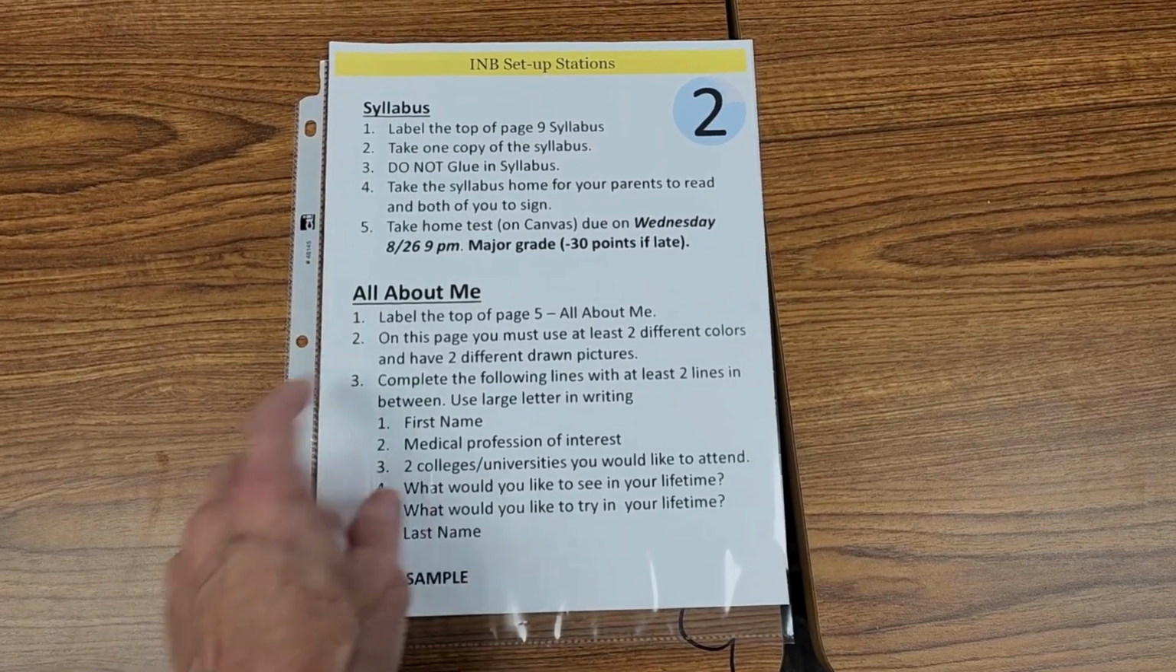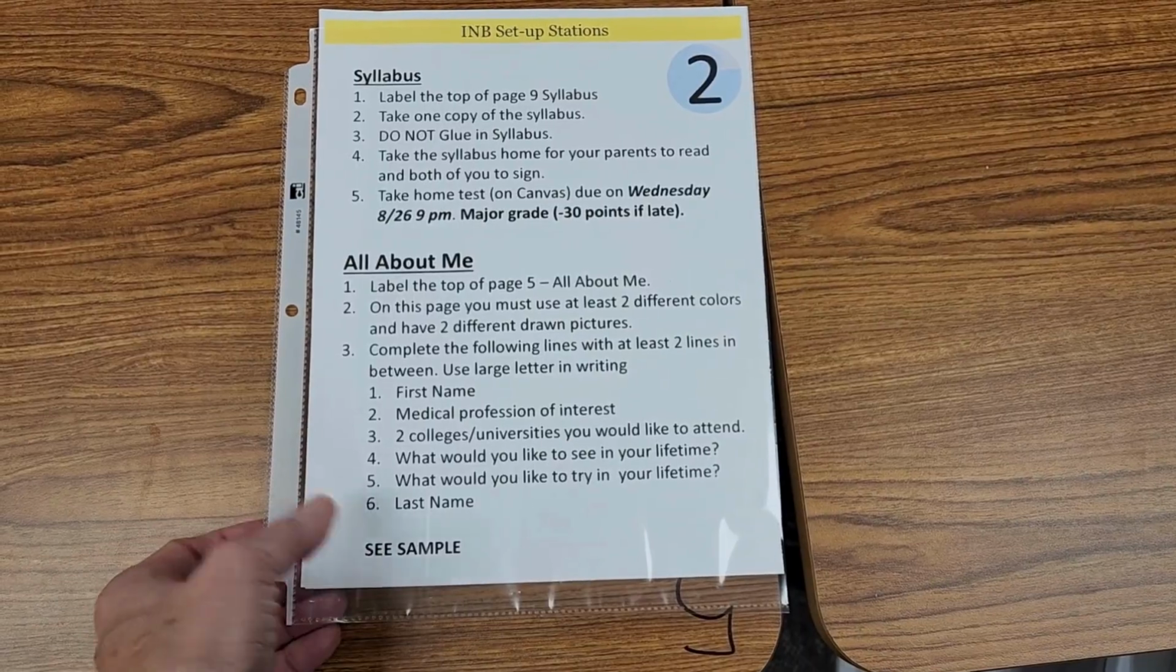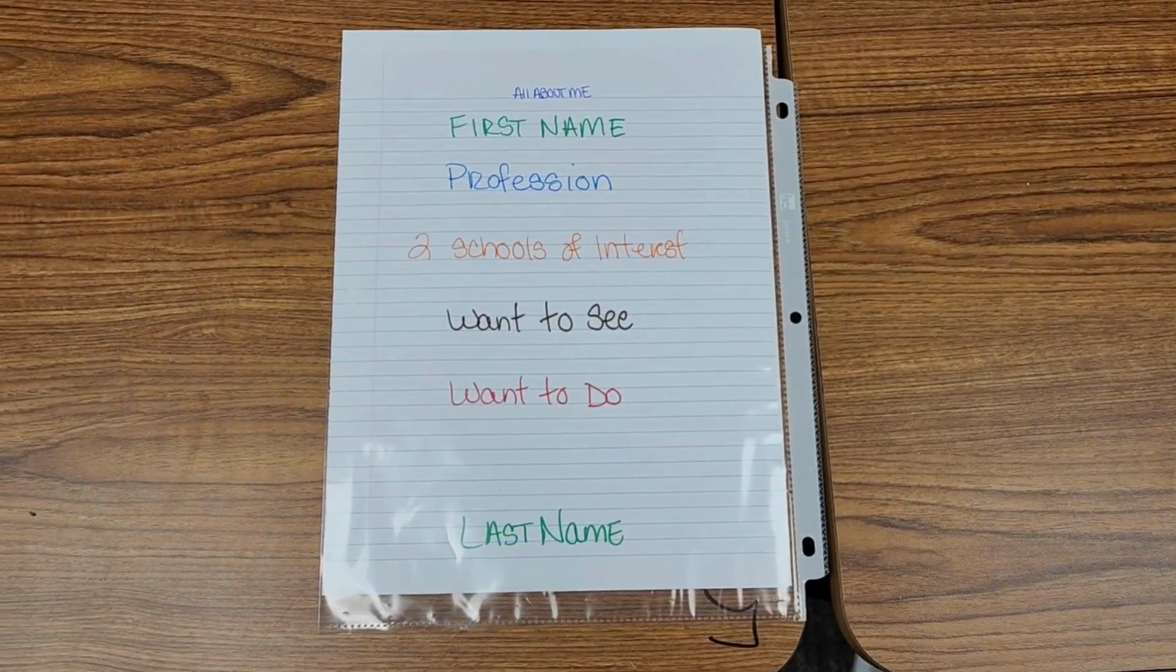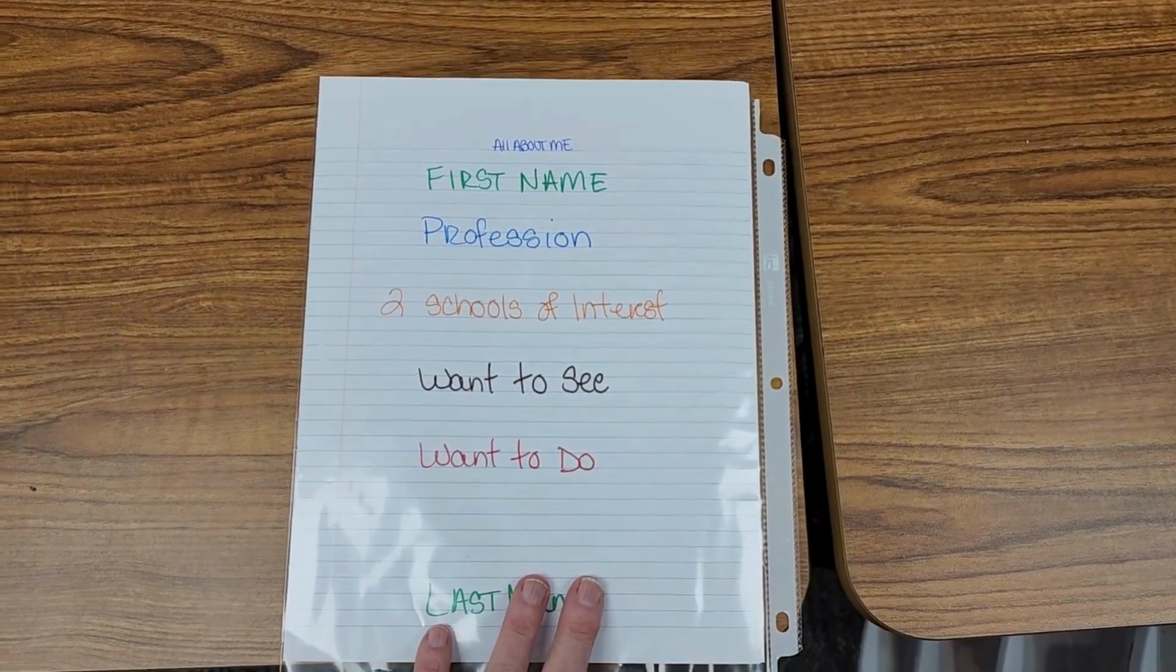So here's station 2. They're going to get a syllabus. They've got a syllabus test. Then they're going to make a page that's all about me. And again, the samples on the back of what they should do tells them they have to use color, at least 2 colors, write it nice and big, use pictures. Station 3.